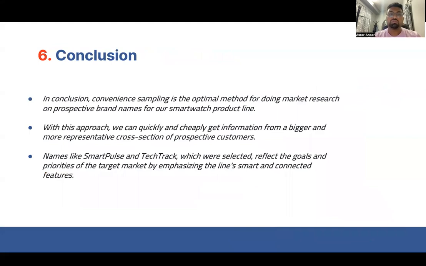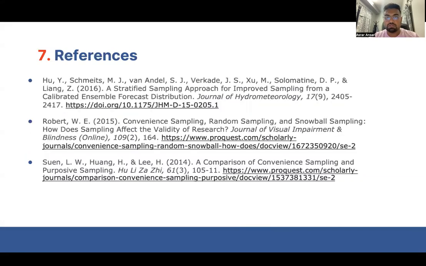In conclusion, we can say that convenience sampling is the optimal method for doing market research on prospective brand names for our smart product line. With these samples, we can quickly and simply get information from bigger and more representative cross sections of prospective customers. We have also selected names like smartwatch and tech, which are effective on the goals and priorities of the target market by emphasizing the line's smart and connected features.